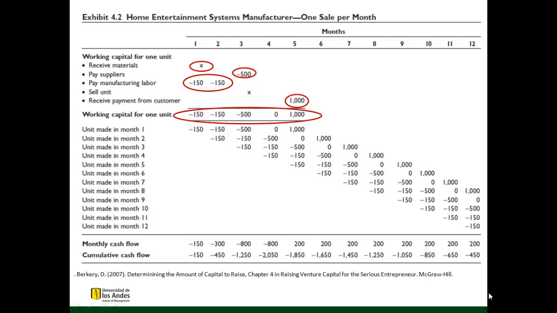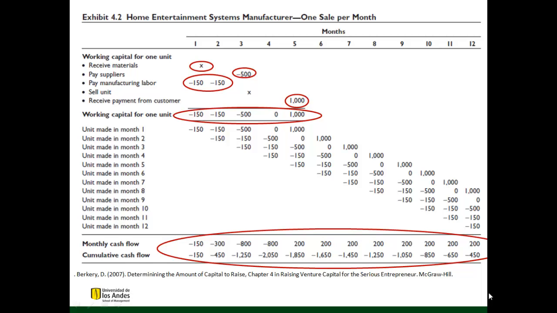So that is what is being depicted in that line that we see here. Working capital for 1 unit. Remember those figures. Now, as the firm moves forward over time, it has to get involved in this cash flow pattern month after month after month, right? It has to do that many times, 12 times here in the example, and that leads to this pattern of monthly cash flow and cumulative cash flow.